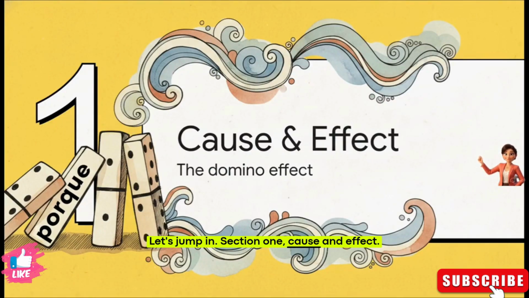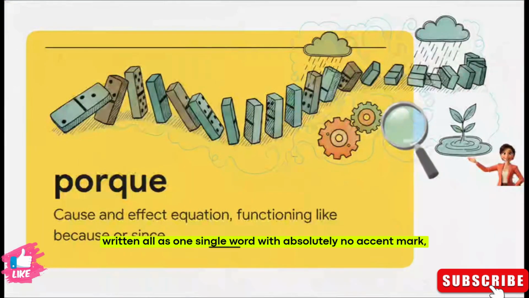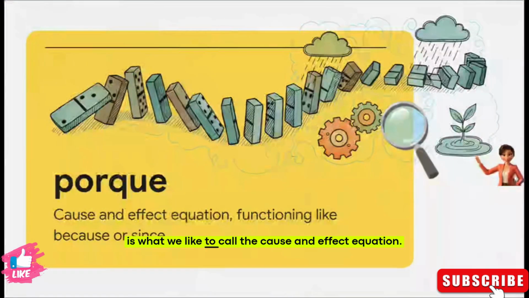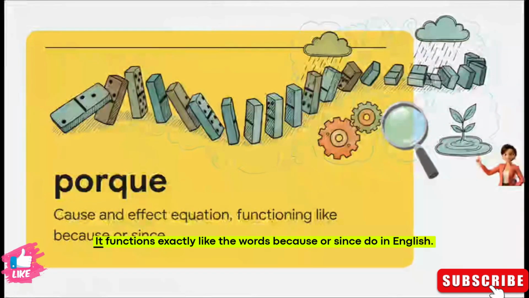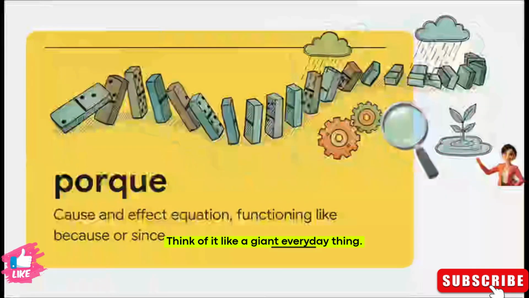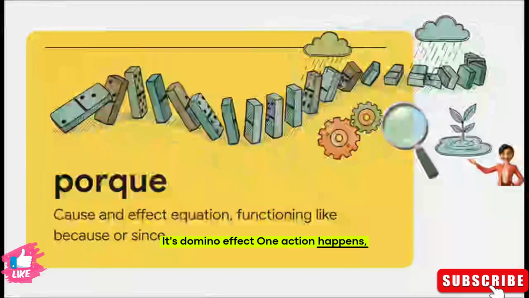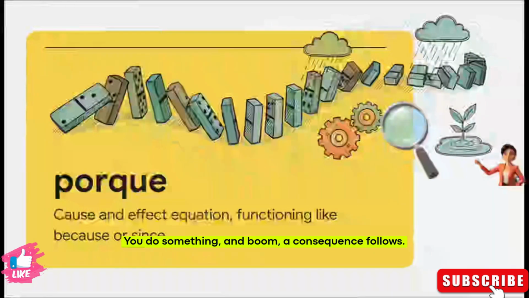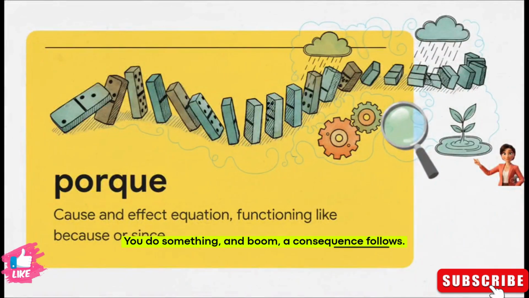Section 1. Cause and effect. This simple domino effect of porqué. So porqué, written all as one single word with absolutely no accent mark, is what we like to call the cause and effect equation. It functions exactly like the words because or since do in English. Think of it like a giant everyday domino setup. One action happens, and it directly causes a following effect. You do something, and boom, a consequence follows.